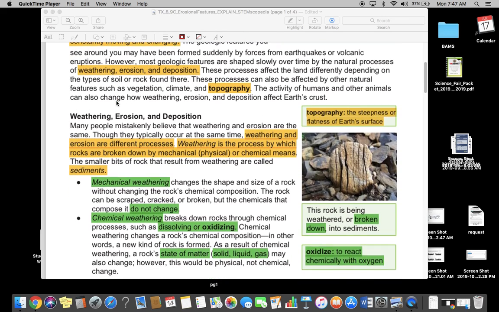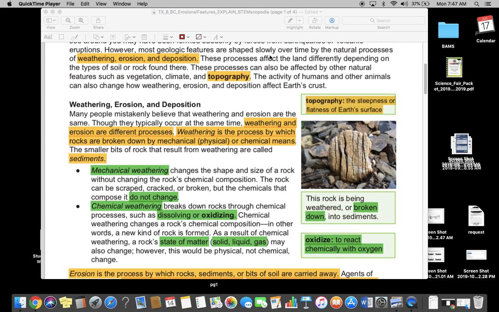However, most geologic features are shaped slowly over time by the natural processes of weathering, erosion, and deposition. These processes affect the land differently depending on the types of soil or rock found there. These processes can also be affected by other natural features such as vegetation, climate, and topography. The activity of humans and other animals can also change how weathering, erosion, and deposition affect Earth's crust.